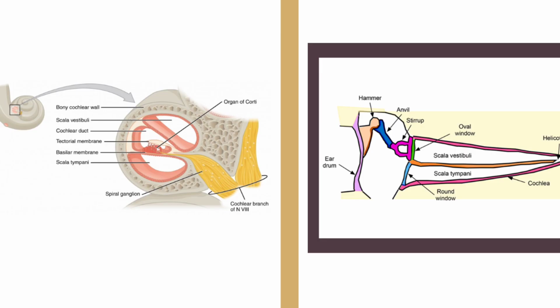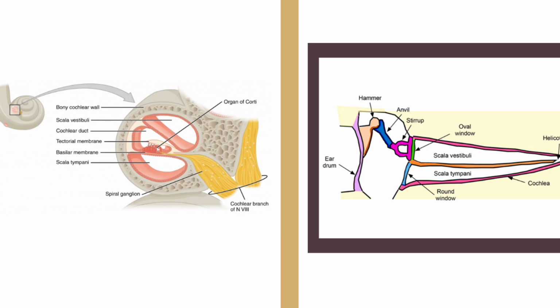Another important point is that both the basilar membrane and the Reissner's membrane coincide or fuse at the apical part. There will be a narrow gap at the apex between this membrane and the bony labyrinth, that is known as the helicotrema.